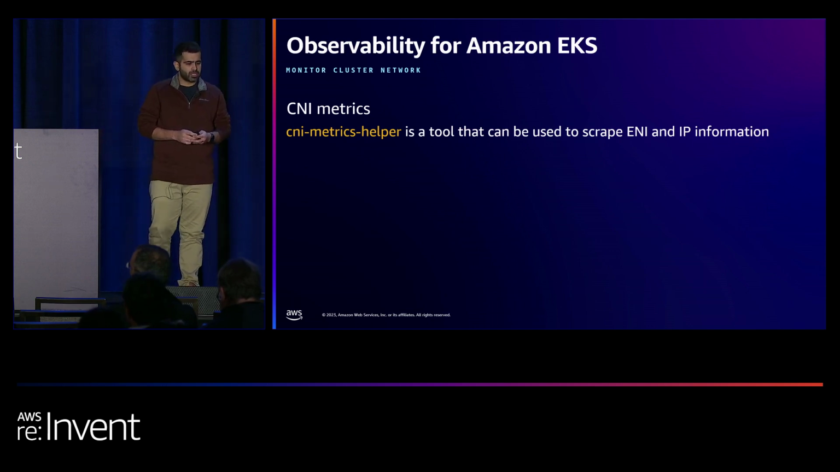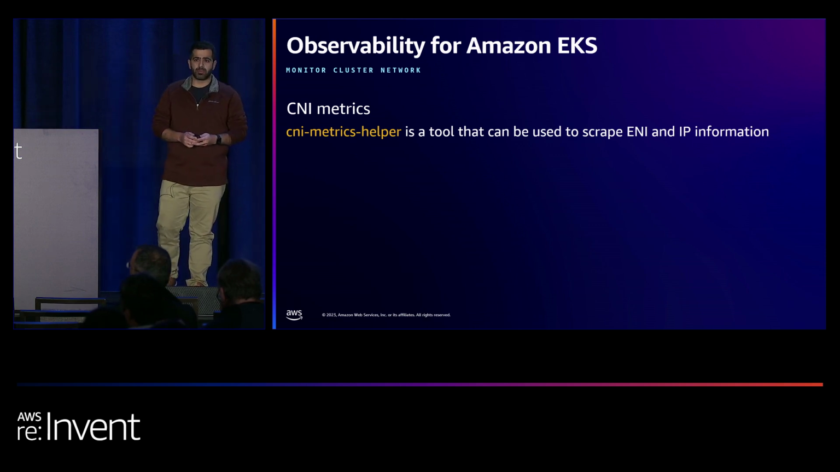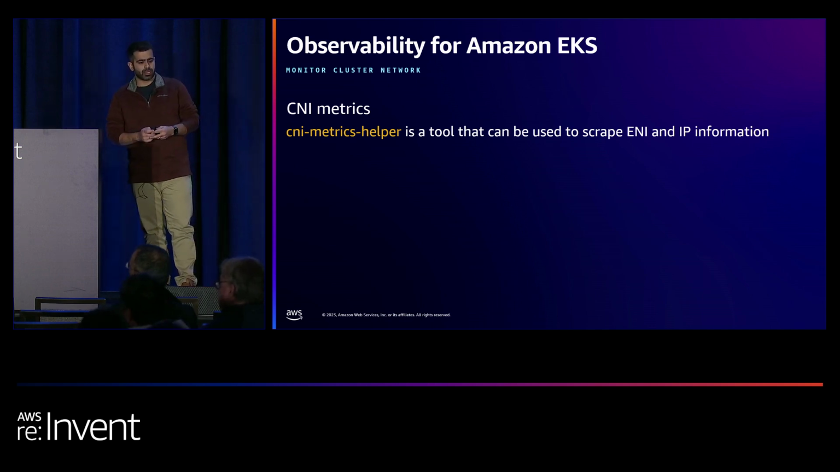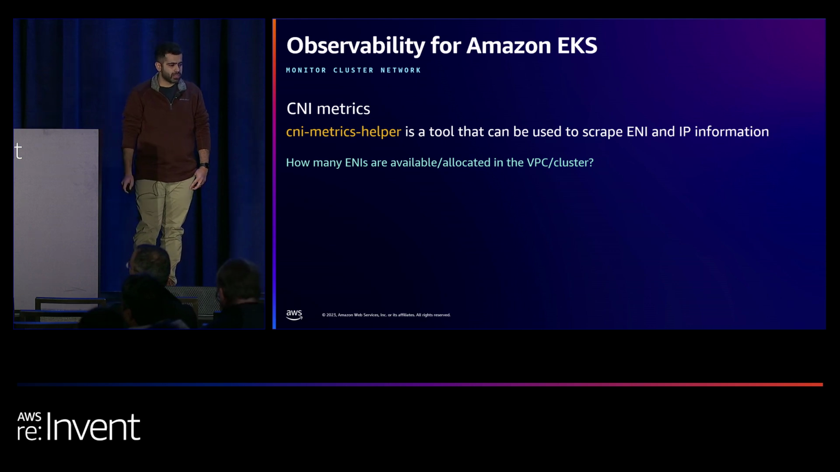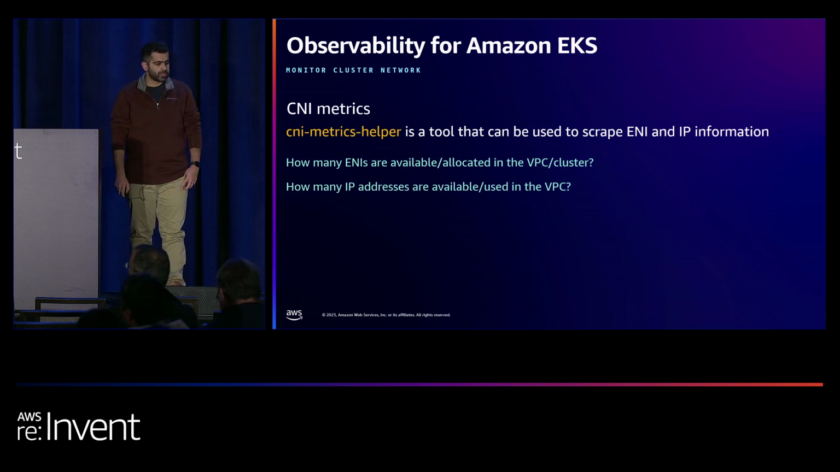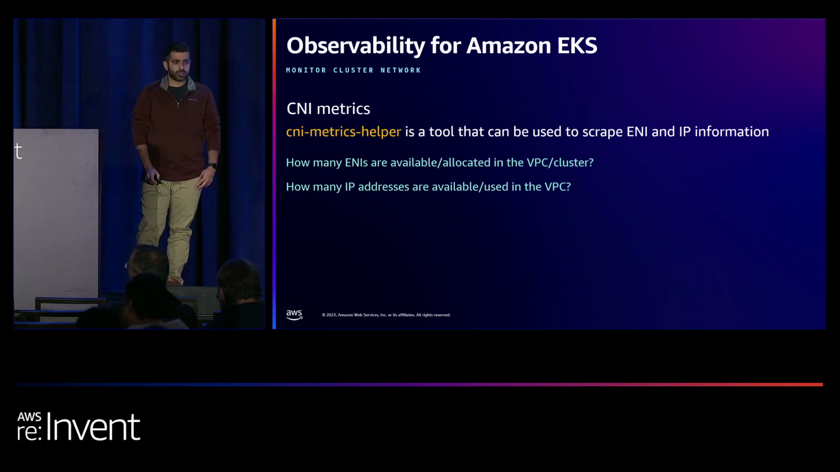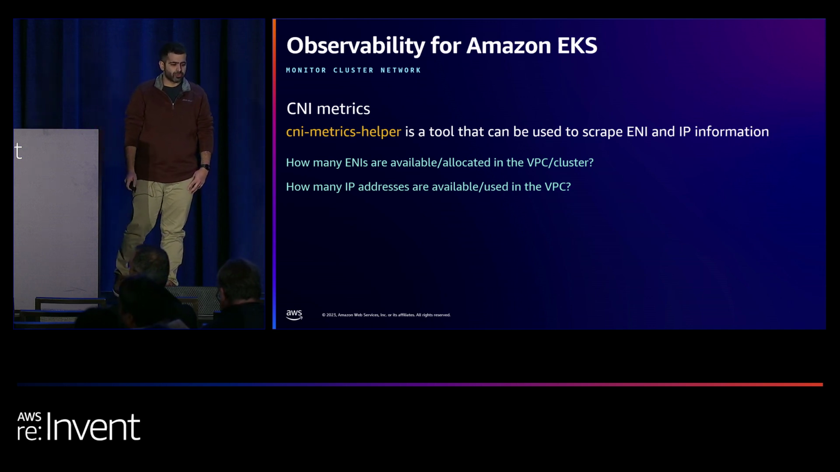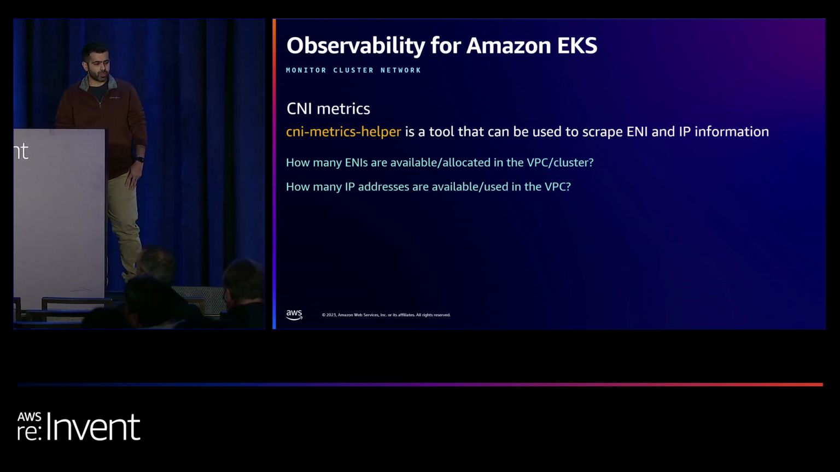EKS team provides a CNI metric helper tool to scrape this information. It aggregates metrics on a cluster level and publishes all the metrics to CloudWatch. There are a large number of metrics published by this tool, but there are some sample metrics which can help you answer things like, how many ENIs are available or allocated in my VPC and cluster? How many IPs are available or used in your VPC? Now, this provides you with an option to configure alarms to avoid running into a situation, and users can take proactive steps by adding secondary CIDRs or using IPv6 address types for your clusters.